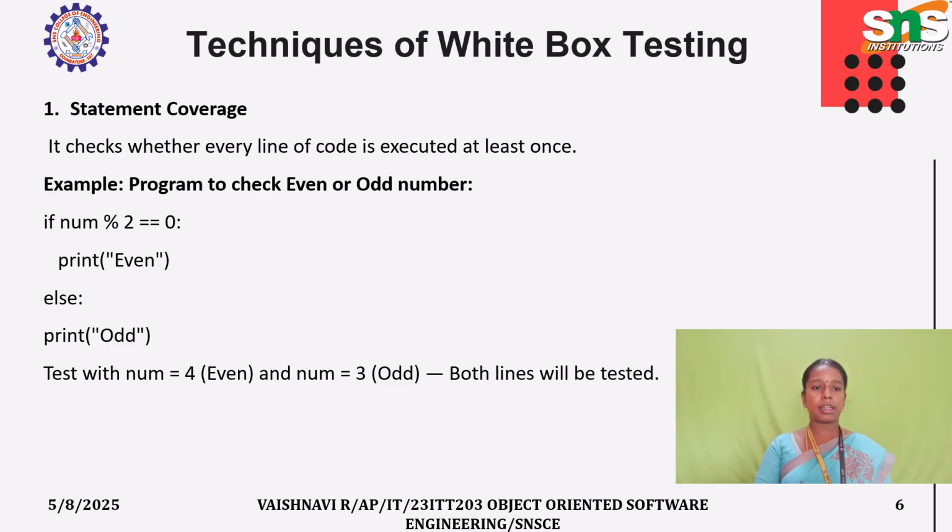First testing technique is statement coverage. Here it checks whether every line of the code is executed at least once. Here we have an example of a program to check an even or odd number. If we give the number, it will be tested and it gives us the output whether the given number is an odd number or an even number.